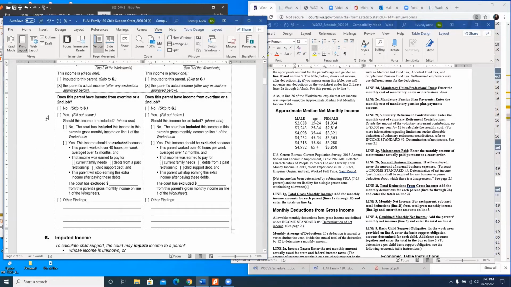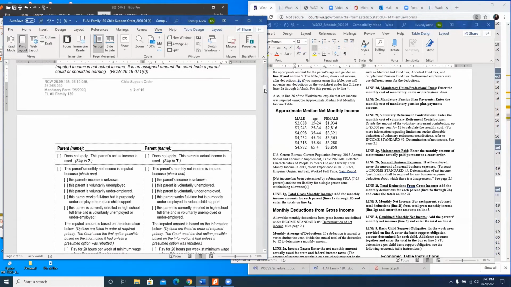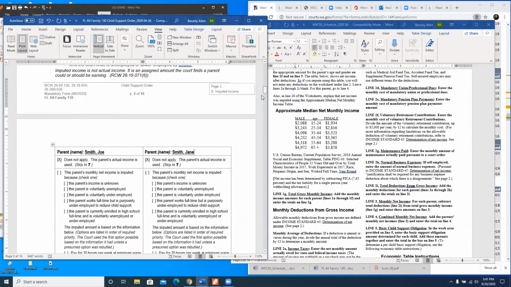All right, so in this case, neither parent has income from a second job. So we want to check the no box. And imputed income does not apply. It's important to let the court know who you're talking about, so you need to have the names up here as you're discussing that.